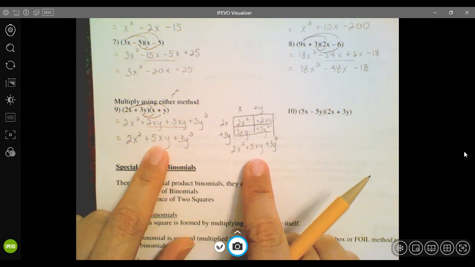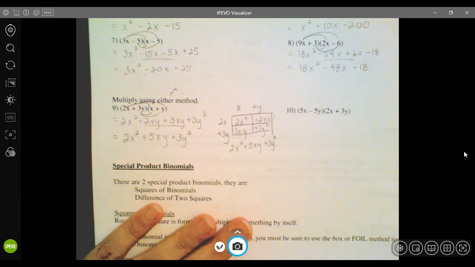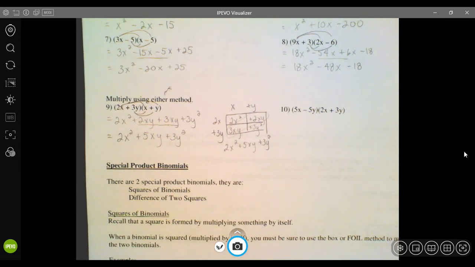And would you look at that? Same answer. Different method, same answer. Do I care which one you use? No. If I only wanted you to use one method, I would have only taught you one method. And in fact, there's one other method, but we'll save that torture for another day.